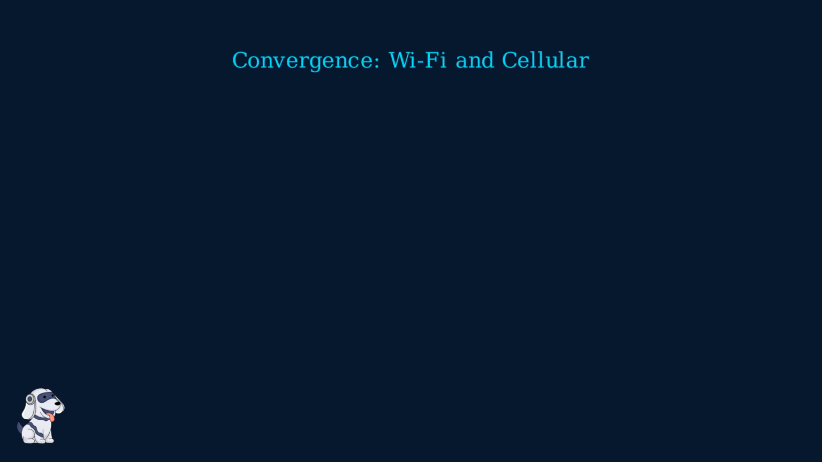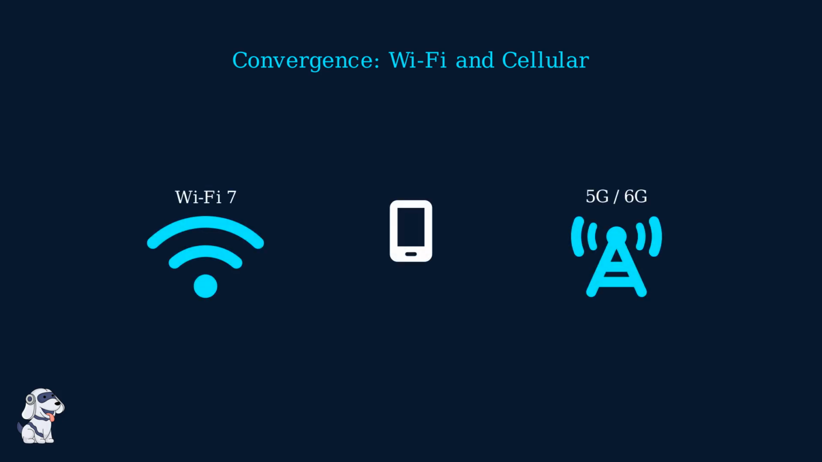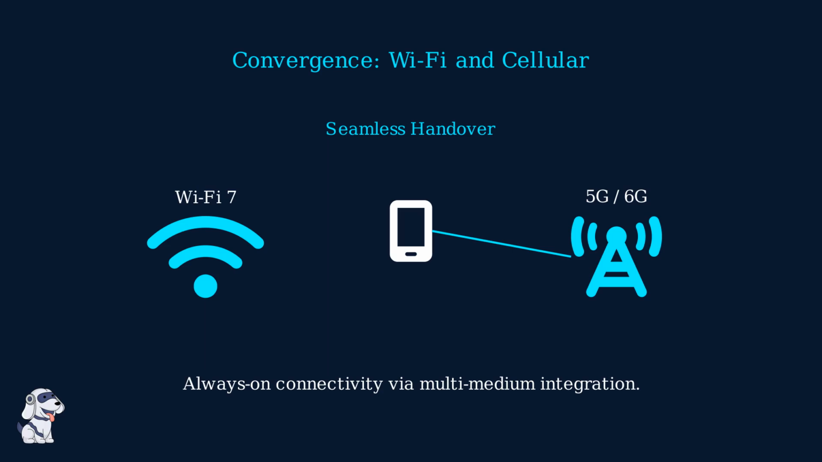The long-standing debate between Wi-Fi and cellular networks is over. Today, technology focuses on convergence. Modern devices are designed to maintain simultaneous awareness of both local Wi-Fi and wide-area cellular networks. Through seamless handover protocols, devices transition between networks without the user ever noticing a drop in service. This ensures that your data is always delivered over the most efficient medium available, providing true always-on connectivity.